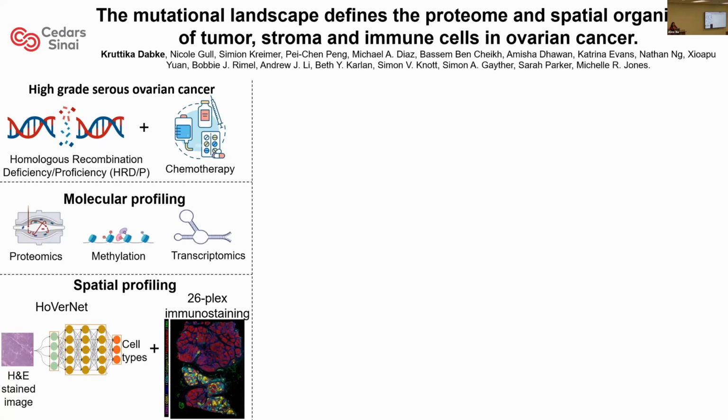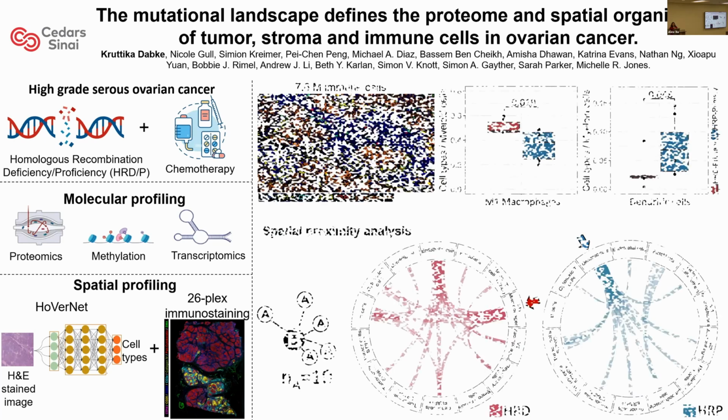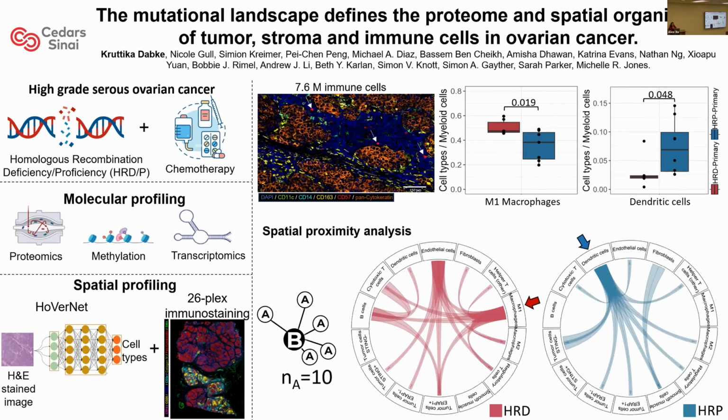And that prompted us to do some spatial profiling, where we use a combination of machine learning tool called HooverNet, which takes in H&E stained images and gives really these broad categories of cell types within the tissue. And then we added on the 26-plex immunostaining with Akoya's phenocycler fusion, where we obtained about 36 million cells from 23 different tissues. And overall, we had 7.6 million immune cells, which is shown here as a representative figure.